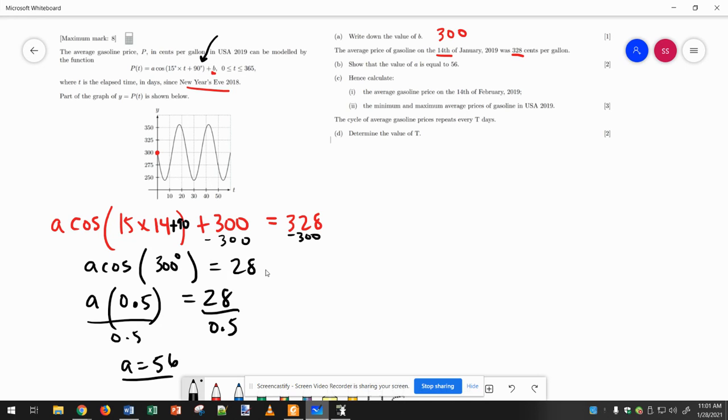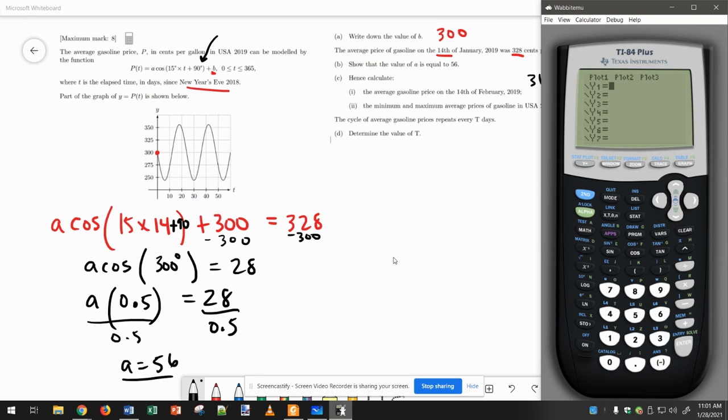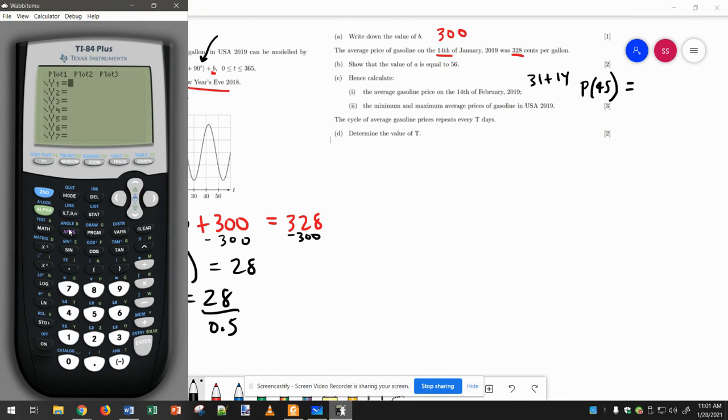Part C, calculate the average gasoline price on the 14th of February. So you have to count from New Year's Eve. There's 31 days in January plus 14 days in February. That's 45 days. So we're plugging in 45 for t. So we're finding P of 45. You can just write P of 45. And then now that we know everything from our function, we can plug it in.